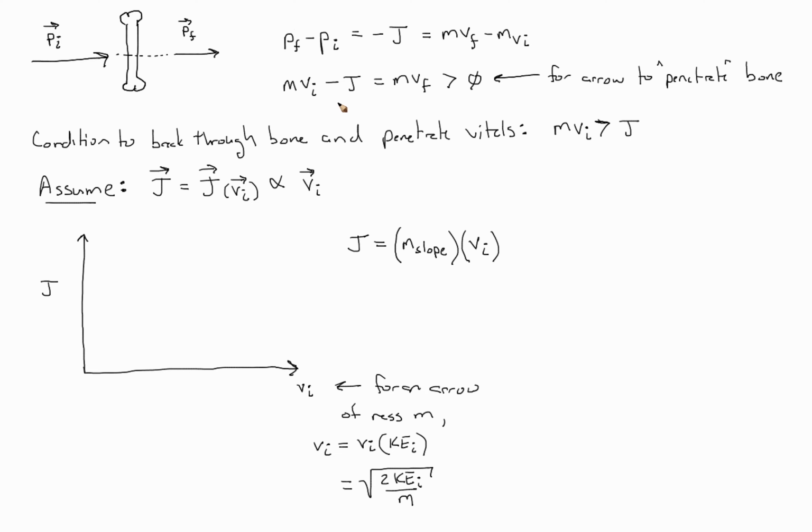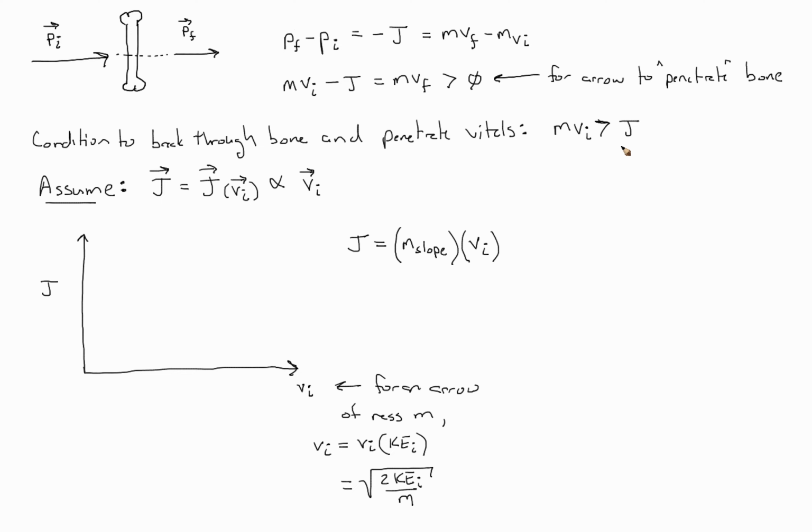All right, and so what does that mean? The condition to break through bone and penetrate the vitals is then that the initial momentum, or MVI, must be greater than the impulse. You probably could have guessed this. You could guess this from just looking at this equation. If we know the impulse is the change in the momentum, in order for us to actually penetrate bone, then the impulse has to be less than the initial momentum. Otherwise, if the impulse is greater than the initial momentum, then that means that the arrow is actually going the other way. The arrow's been bounced out as opposed to punching through.